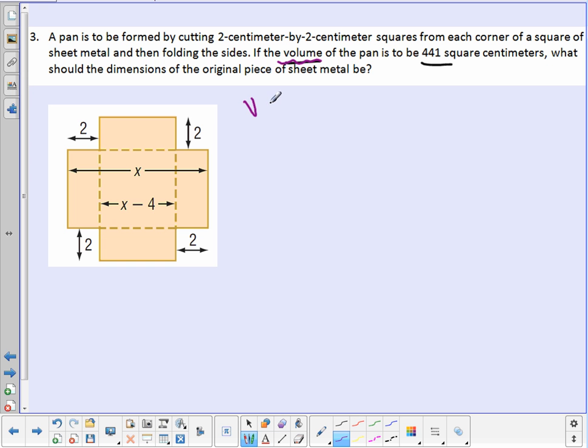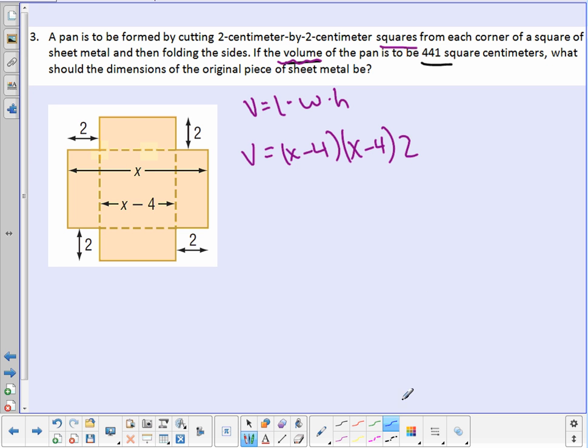I know that volume is going to be equal to length times width times height. So if I look at the length, width, and height of this picture, I'm going to have a length of x minus 4, and the pan is a square. I know that it's going to be a square because this is the same dimension. So I also have a width of x minus 4, and then I have a height of 2 because that's what's going to be folded up from the pan.